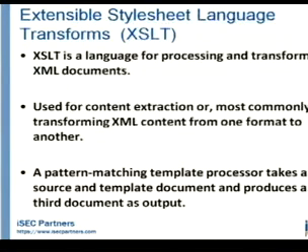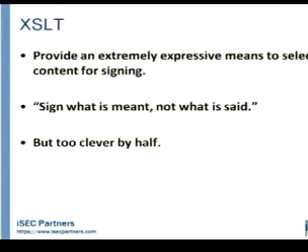XSLT is very interesting. If you're not familiar with XSLT, it's a language for processing and transforming XML. It's most commonly used to transcode XML from one format to another, from one DTD or document type to another. It's a pattern matching language. You have a template, a source document, and you process them together to create a third document. When this was included in the spec, I think it was to provide an expressive means of selecting content better than XPath, and also for content like web pages that would be typically transformed by XSL before a final rendering, and you want to sign the final rendering. Sign what is meant, not what is said, the Horton principle.